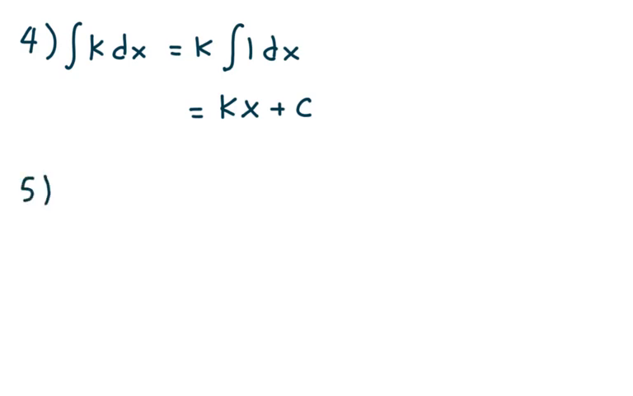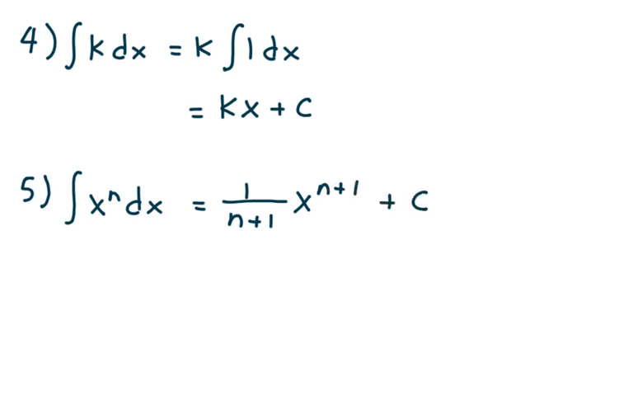So let's take a look at number 5. Suppose I have the integral of x to the n dx. This is 1 over n plus 1 times x to the n plus 1 plus c. We absolutely have to know this rule for Calculus 2. Now, in this, remember, n cannot equal negative 1.